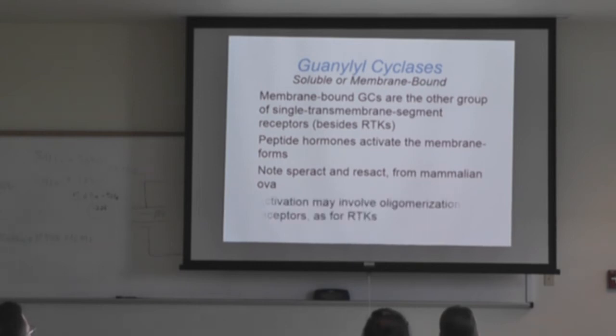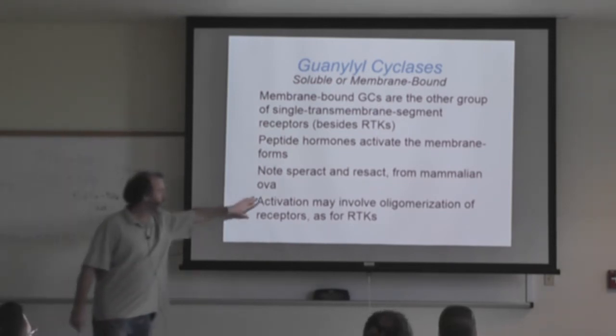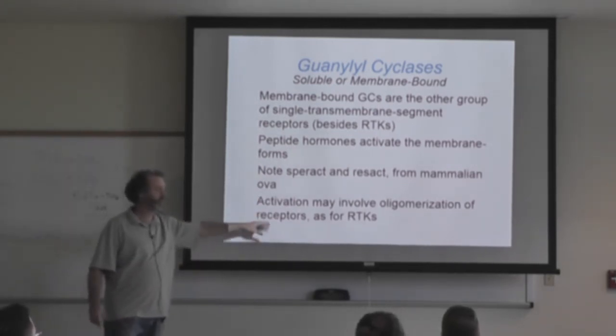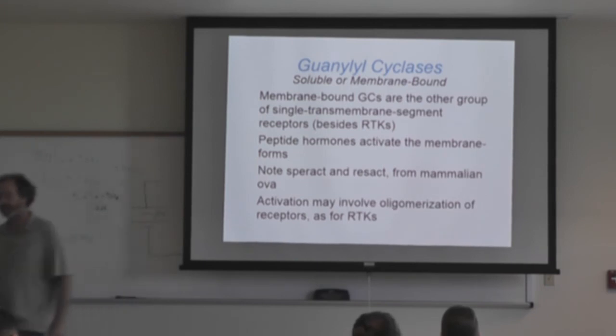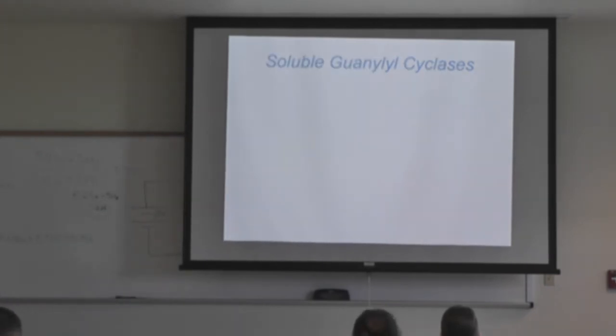So there's an example of those. Activation may also involve the oligomerization of receptors, just like receptor tyrosine kinases. Then your soluble guanylyl cyclases are your receptors for nitric oxide. Are you familiar with nitric oxide?